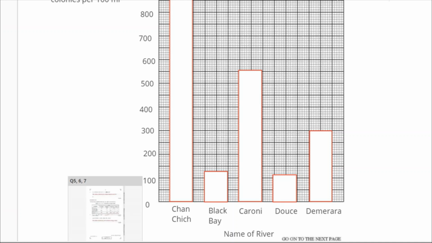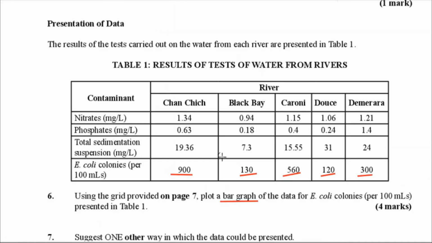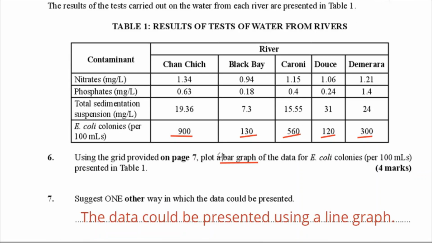Okay, so now going back to the next question. So the graph is plotted. Question 7 says to suggest one other way in which the data could be presented. When they're talking about the data, they're talking about all the different information from the table, so not just the E. coli colonies, but generally what are some other means of presenting data. So a line graph is a possibility. You can use a line graph, or a pie chart. That might be a little difficult to create for such information, but a line graph would be a good option.